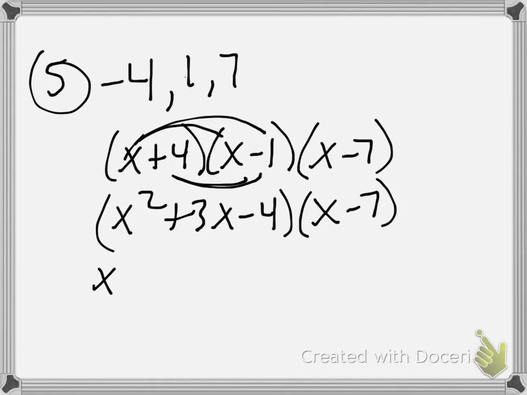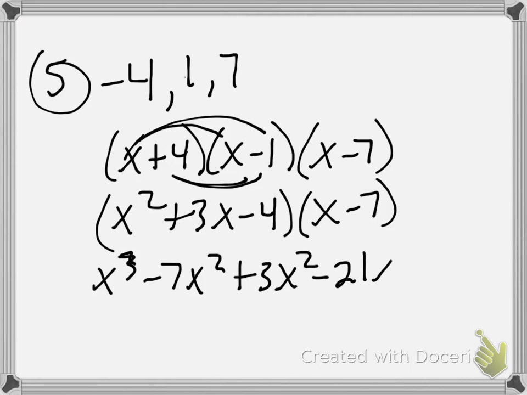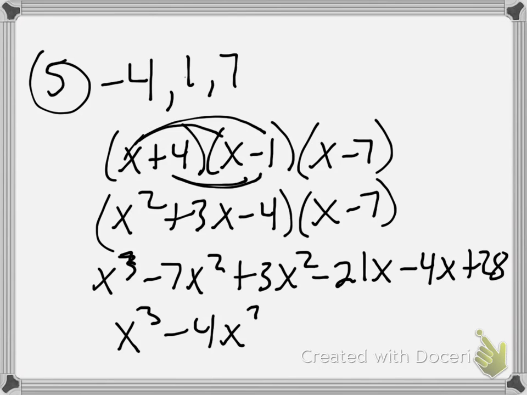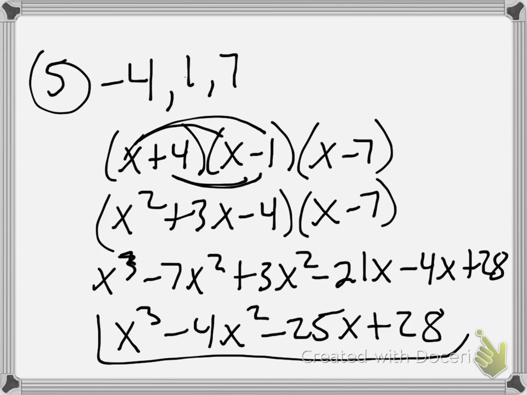So we get x to the third, negative 7x squared, positive 3x squared, minus 21x, minus 4x, plus 28. And if you combine your like terms, you get x to the third, minus 4x squared, minus 25x, plus 28. And there's the polynomial that will give us those roots.